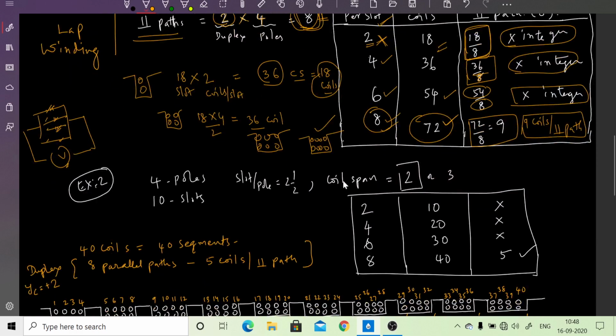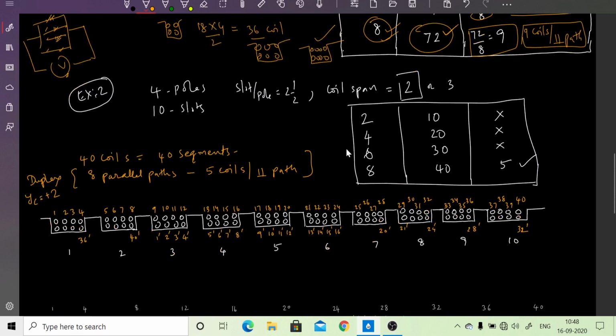Now because we cannot draw 18 slots with 4 coil sides winding, I have taken one more example of similar type. 4 poles on the machine and 10 slots on the armature. So slots per pole is 2 1 by 2, 2.5, and coil span can now be either 2 or 3. So which means this is a fractional type of winding.